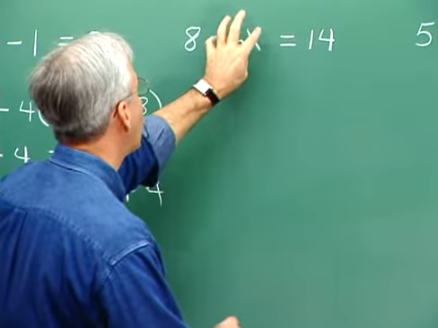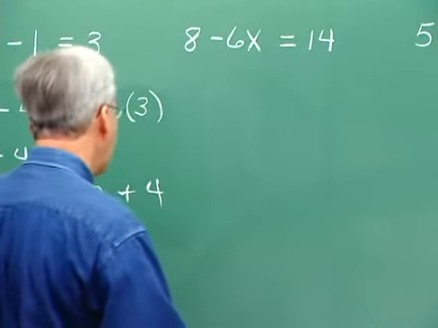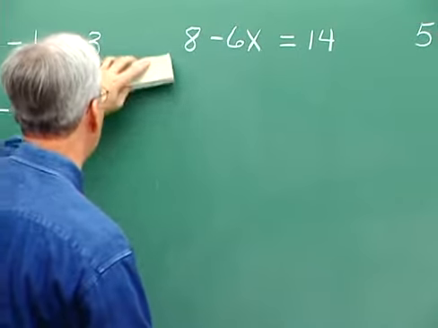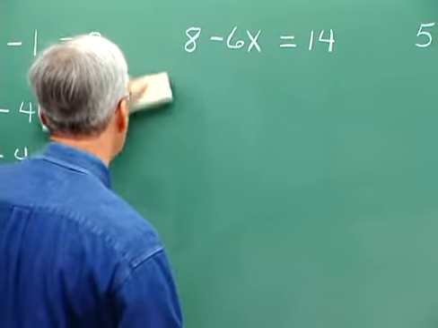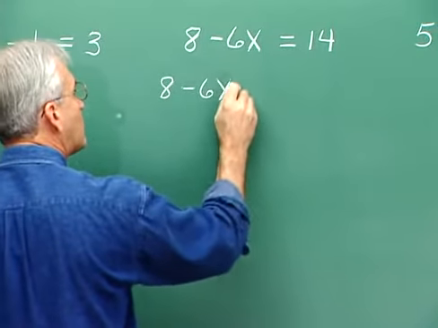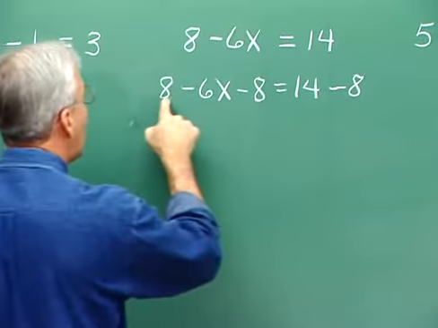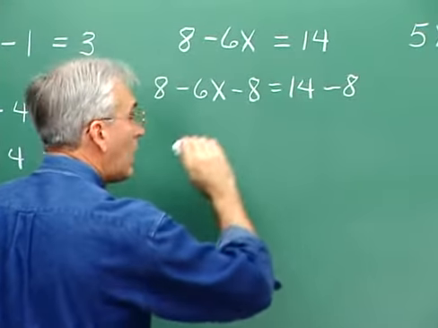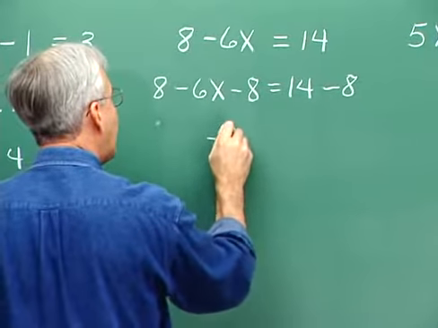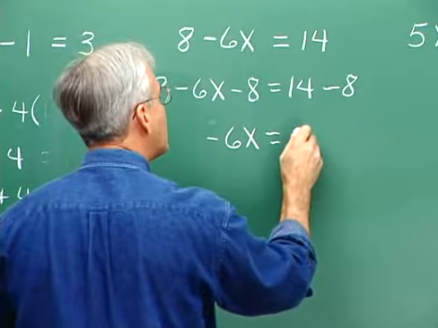And let's do that. We can isolate this term by clearing the 8. We clear the 8 by subtracting 8 on both sides. We would bring down the left side and subtract 8. We would bring down the right side and subtract 8. 8 minus 8, 0, they go out. So we have negative 6x on the left. On the right, 14 minus 8 is 6.